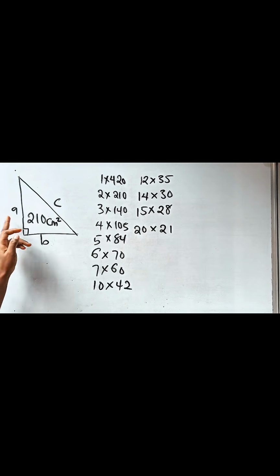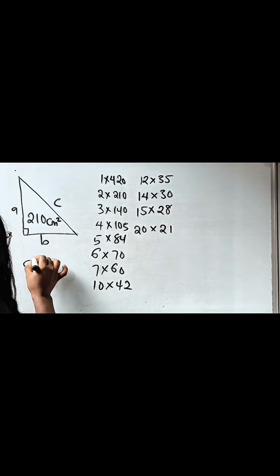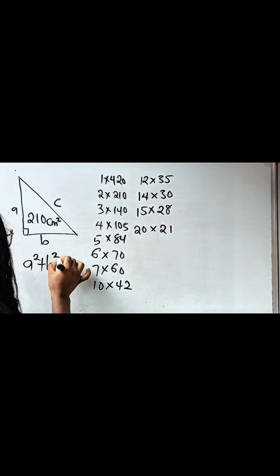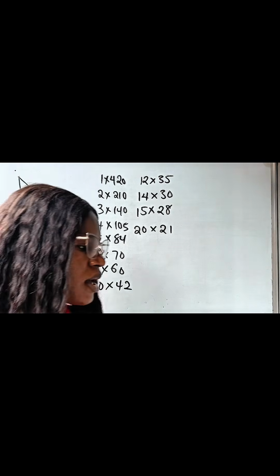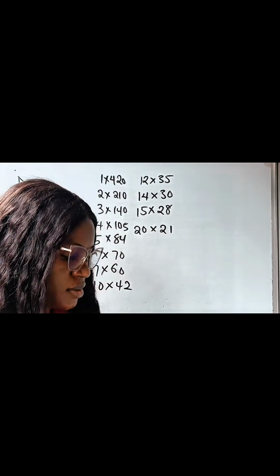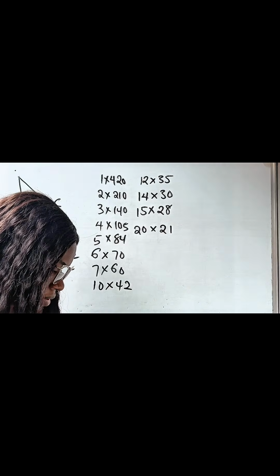So it means that a squared plus b squared is supposed to give us c squared. So that is very important. Now, I'm going to be making use of a calculator because I don't want to waste our time.